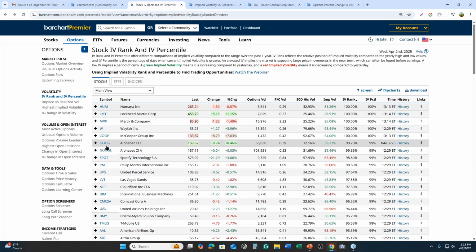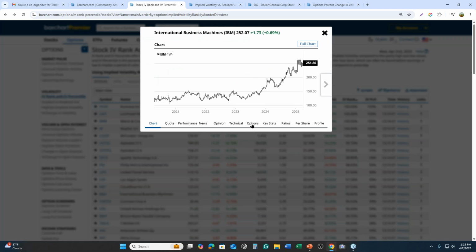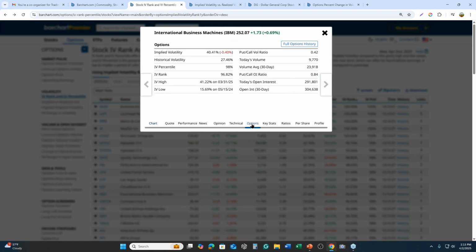And I'm going to click on this plus button over here. And this is where you give us some more data. So I'm going to go where it says options. And here what I can see is what the current implied volatility is, what my historical is, and again, what is my rank and percentile?